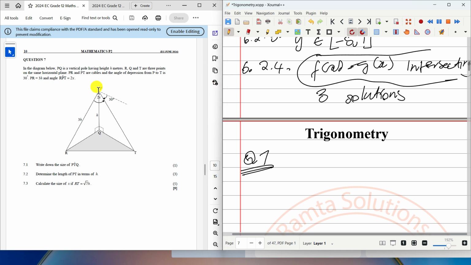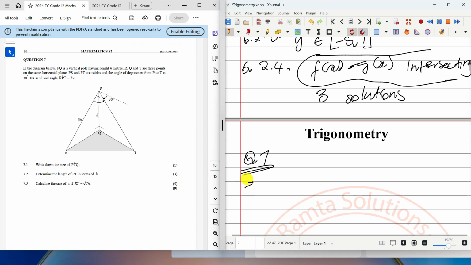R, Q, and T are 3 points on the same horizontal plane. PR and PT are cables. And the angle of depression from P to T is 30 degrees. PR is 3h. And angle RPT is 2x.